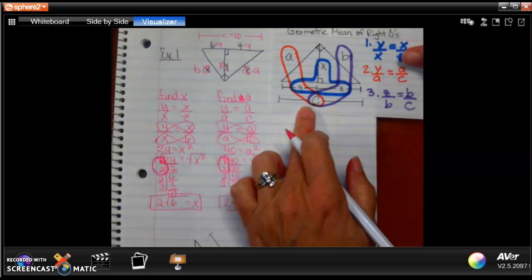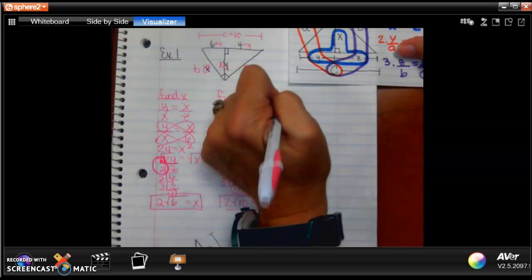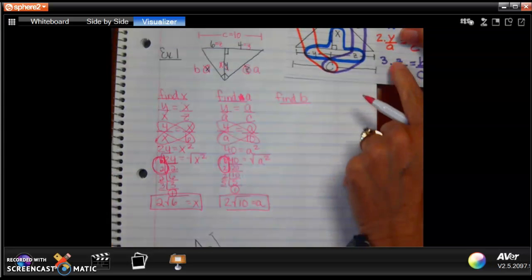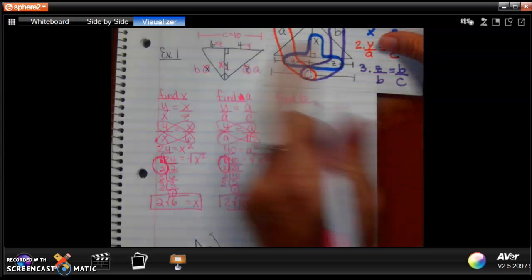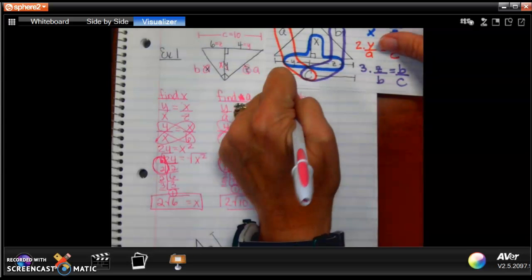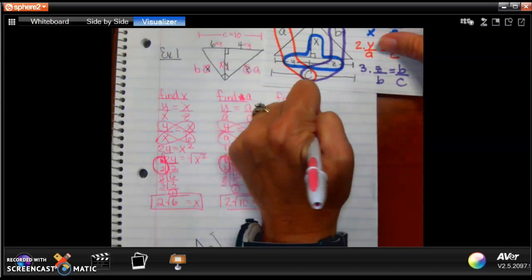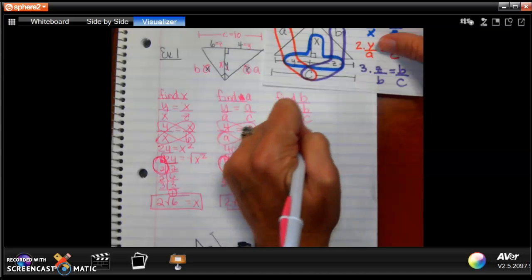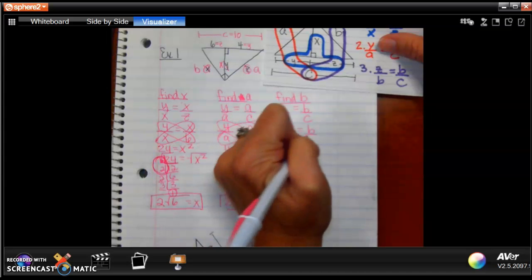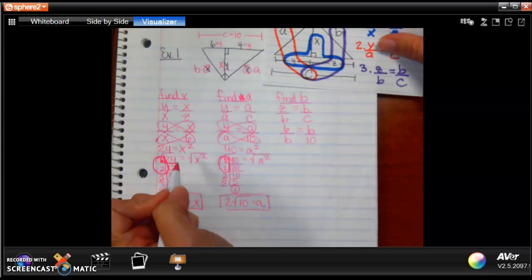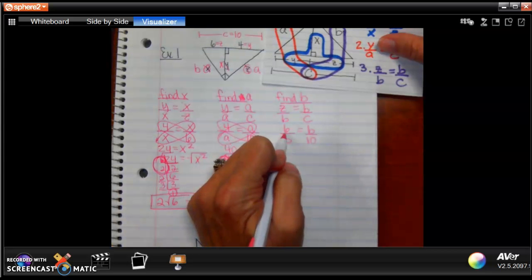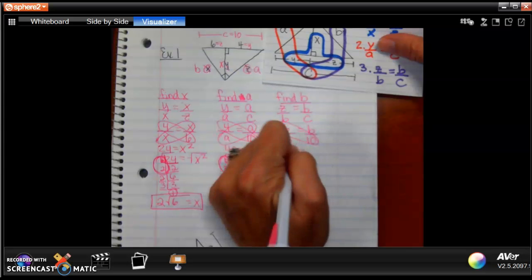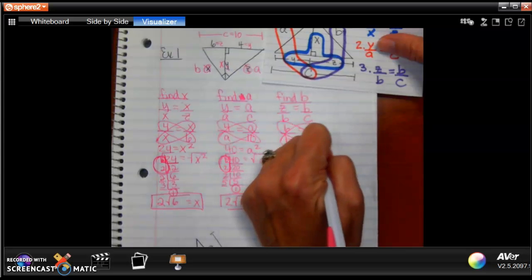Then I need to find b. Find b. And b is z over b equals b over c. I do know what z is. Z is 6. I am trying to find b. And my c is equal to 10. So now that I've set up my proportion, I'm going to solve by cross multiplying. I get 60 is equal to b squared.